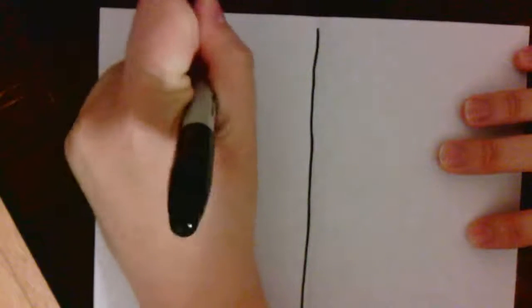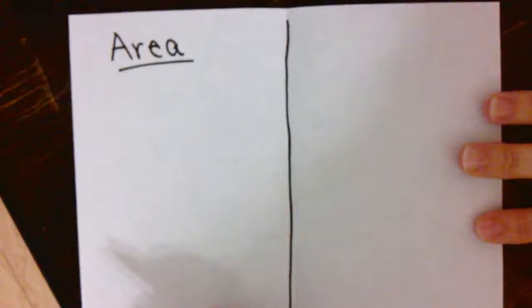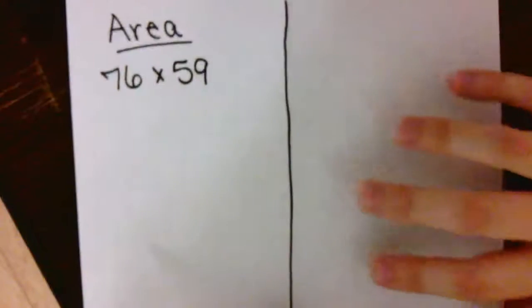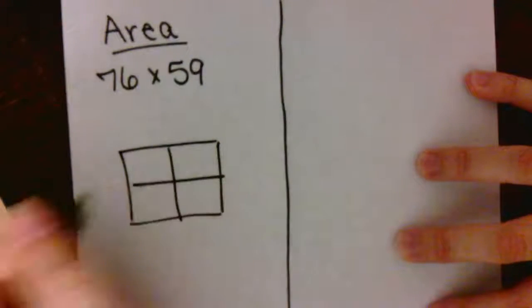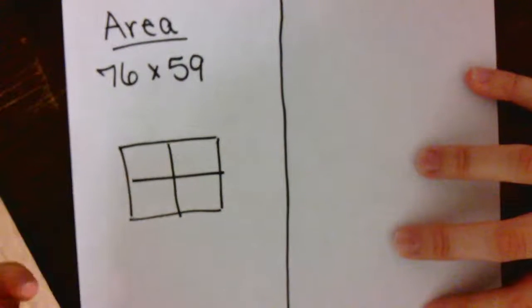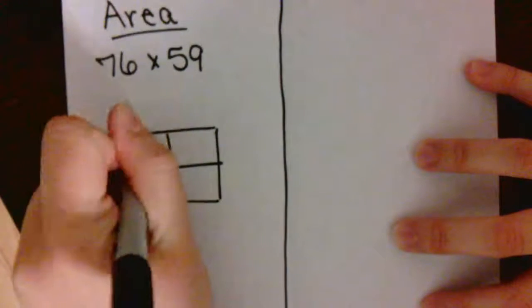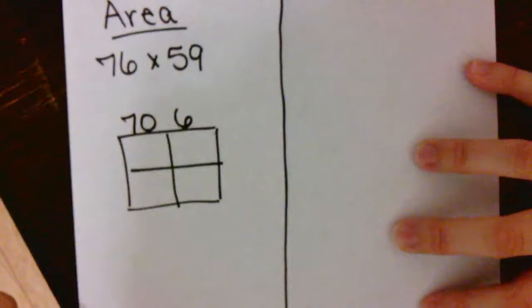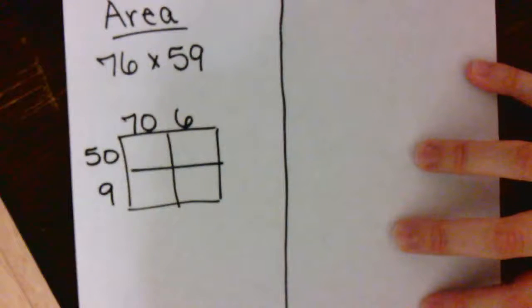And I start here because I feel like it helps students organize their work, especially when they've never seen large multiplication problems before. So I'm going to start with the problem 76 times 59. And the area model uses columns and rows, almost like a window. So for a 2-digit by 2-digit problem, you need 2 rows and 2 columns. Similar to the distributive, I'm going to take 76 and split it into 70 and 6. 59 I'll split down the side into 50 and 9.